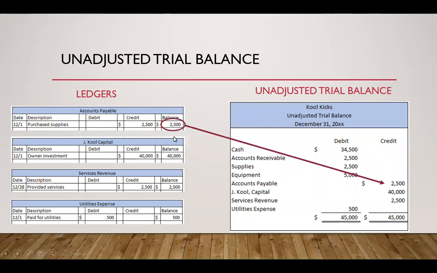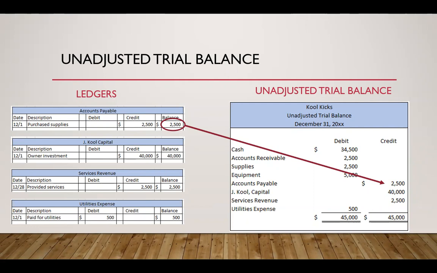And then we move on to our liabilities, and notice that liabilities have a normal credit balance. So our number is moved over here. And we also list our capital and our revenues. They have normal credit balances as well. But then we pop right back over here for utilities expense because it does have a normal debit balance.